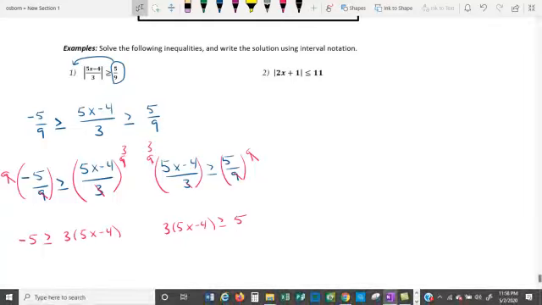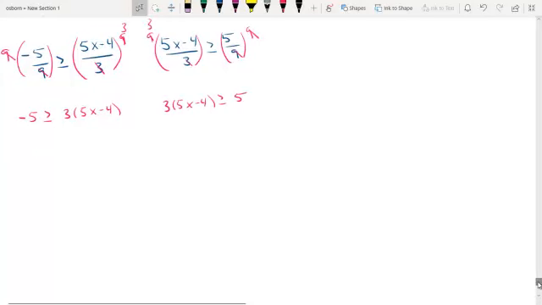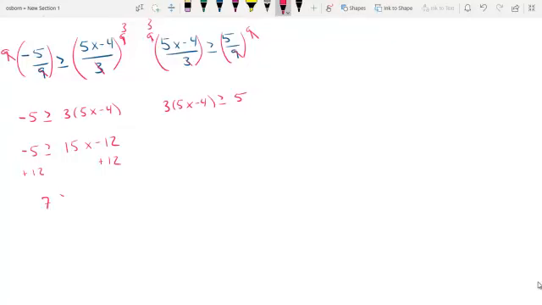So at this point, I'm just going to solve each of these inequalities. So I'm going to distribute my 3. So I've got negative 5 is greater than or equal to 15x minus 12. So I'll add 12 to both sides. That gives me 7 is greater than or equal to 15x. Divide both sides by 15. And I get x is less than or equal to 7 over 15.